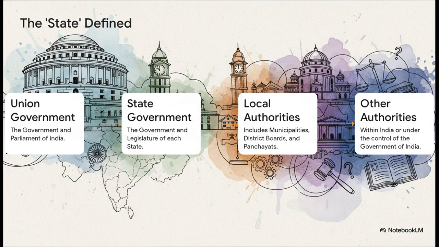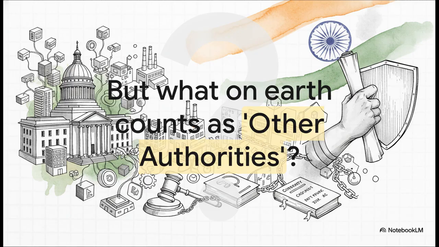Now, the first 3 are pretty straightforward, right? You've got the central government, all the state governments, and then local bodies. Think your city's municipal corporation. But it's that last one, that 4th category, other authorities, that's where things got really interesting and opened up a huge legal can of worms. Exactly. I mean, what does that even mean?